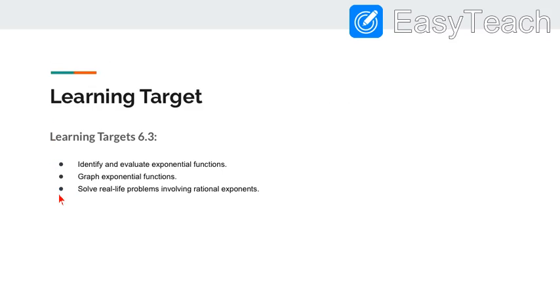Our learning target for today is evaluating exponential functions and graphing them. There are some ideas of real-life problems, but truthfully, we probably aren't going to get to that, so I shouldn't have included that here.